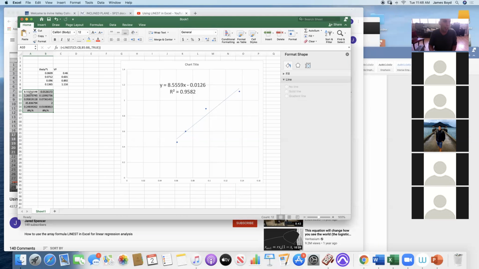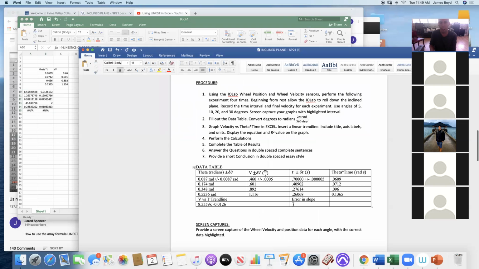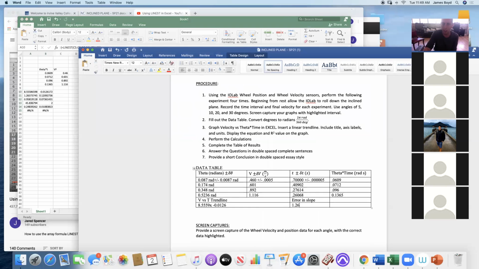I have my slope is 8.5558, which as I can see is there. My intercept is 0.02126 with a negative sign. My error of my slope is 1.2637. I'm going to call that 1.264. So here, I'm just going to write 1.264. So this is my theoretical gravity is 8.5559 plus or minus 1.264 meters per second squared. That is cool.